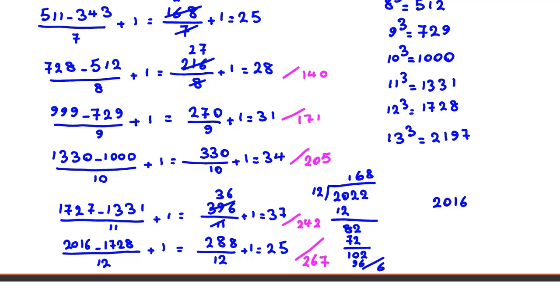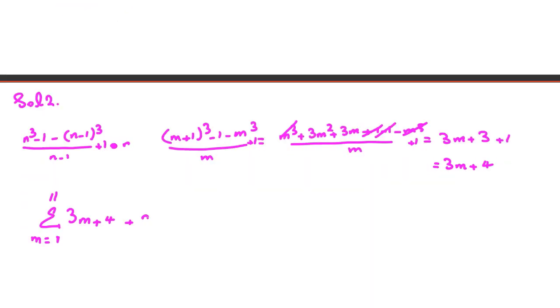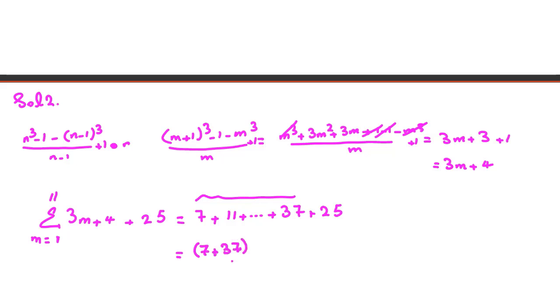This one, this 25, plus 25. You don't need to calculate previous terms. And then you say, okay, it is what? It is 7 plus 11 plus 37 plus 25. Now it is an arithmetic progression. You say first one plus last one times the number of terms over 2. The number of terms is 37 minus 7 over the difference, which is 3, times 2. Oh, sorry, it is 10.